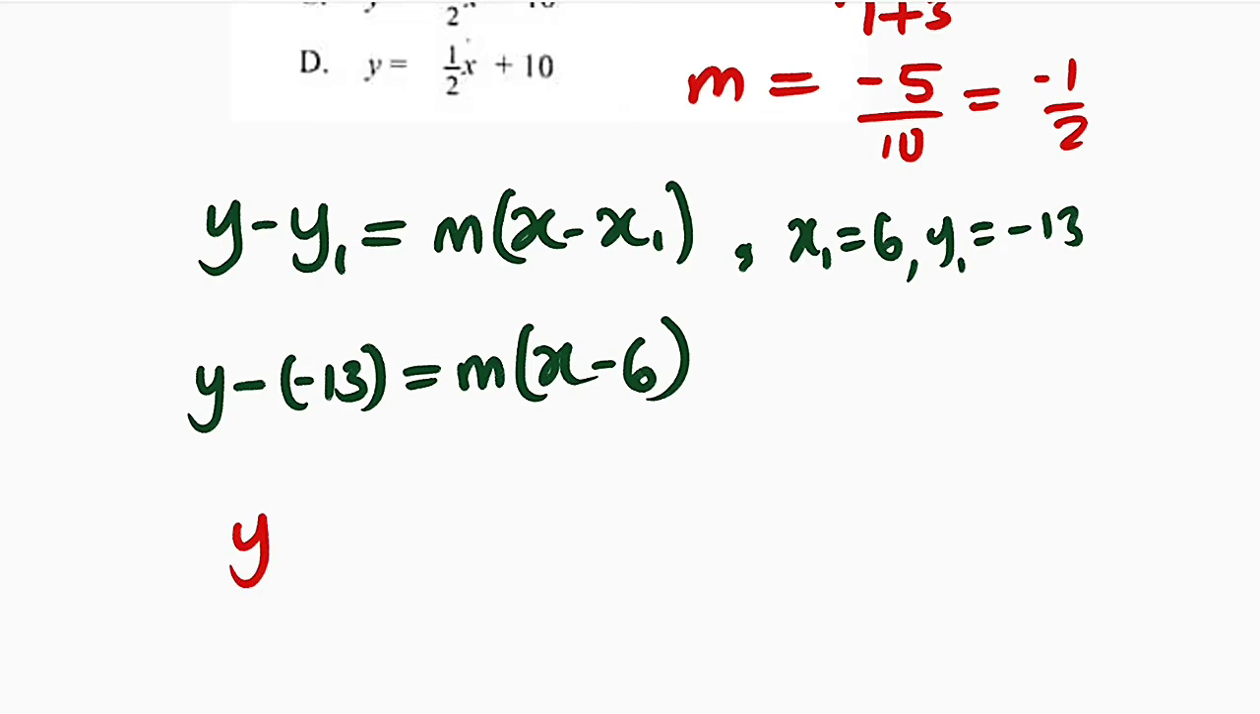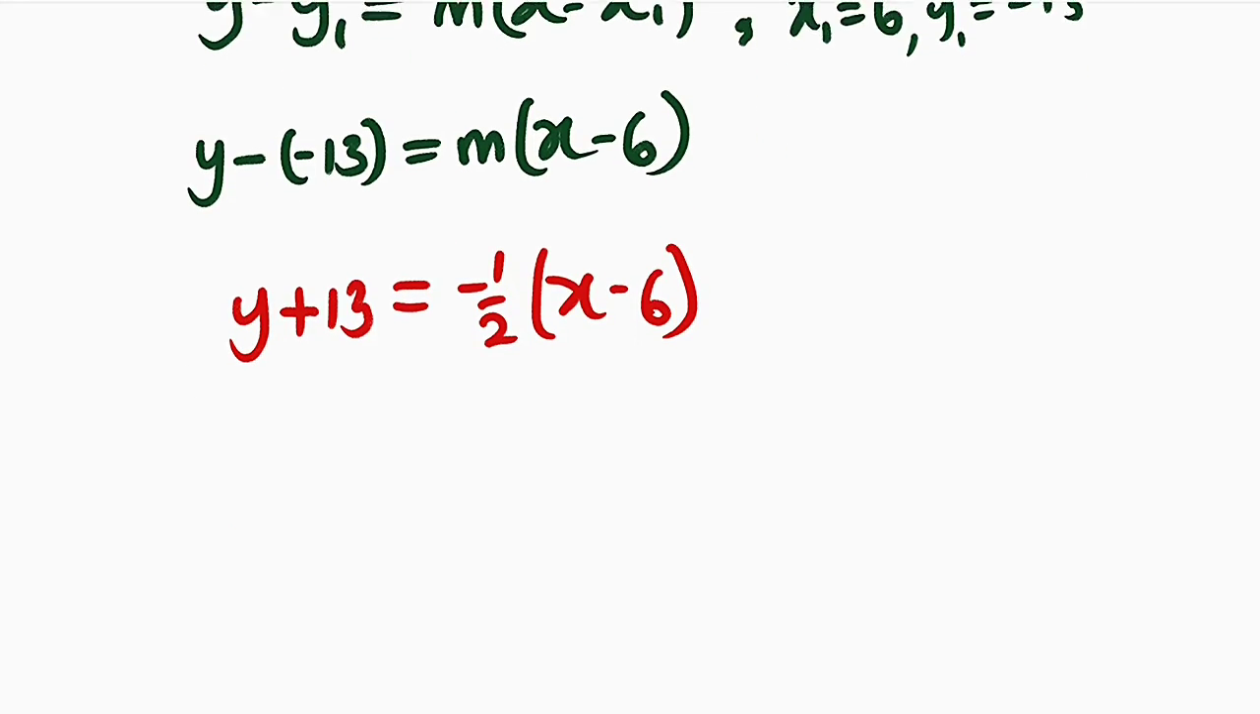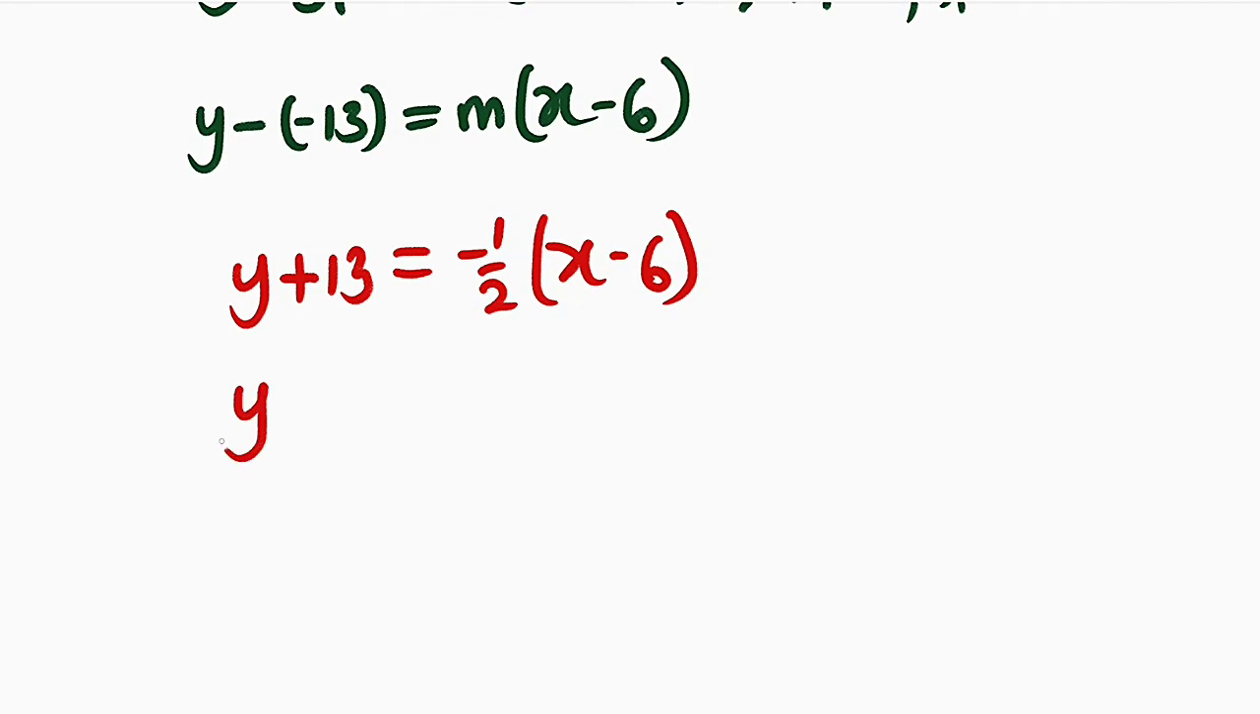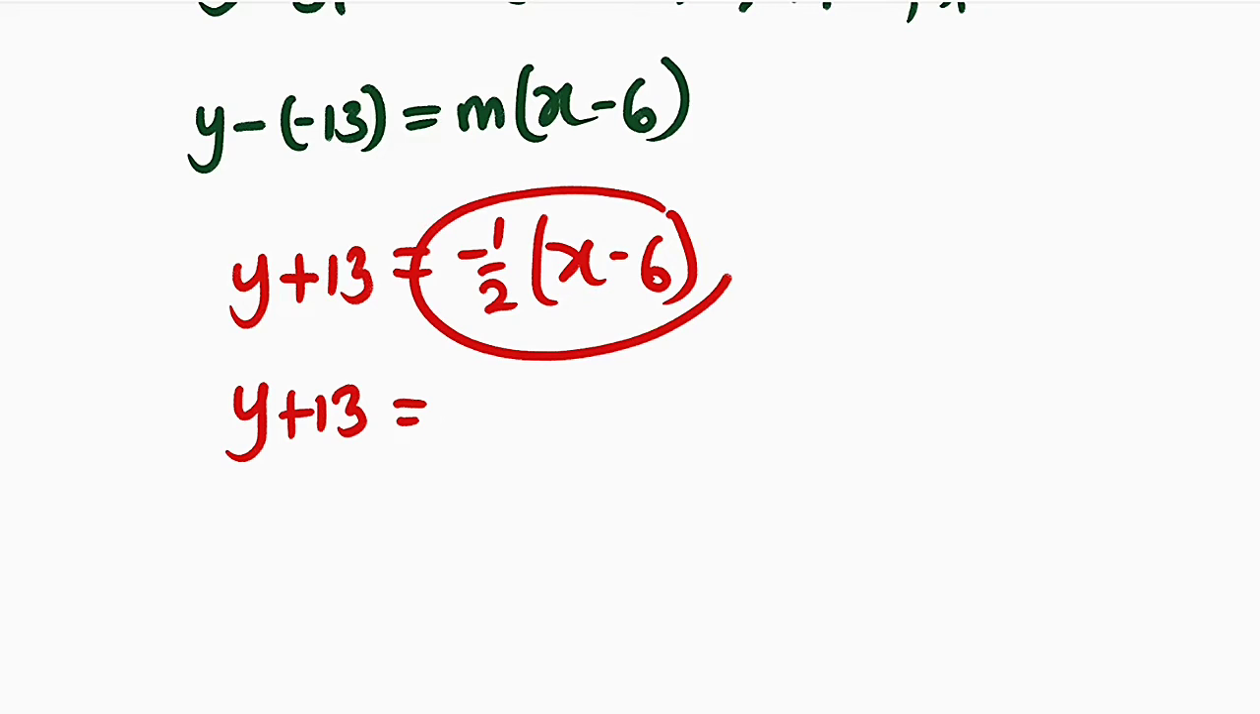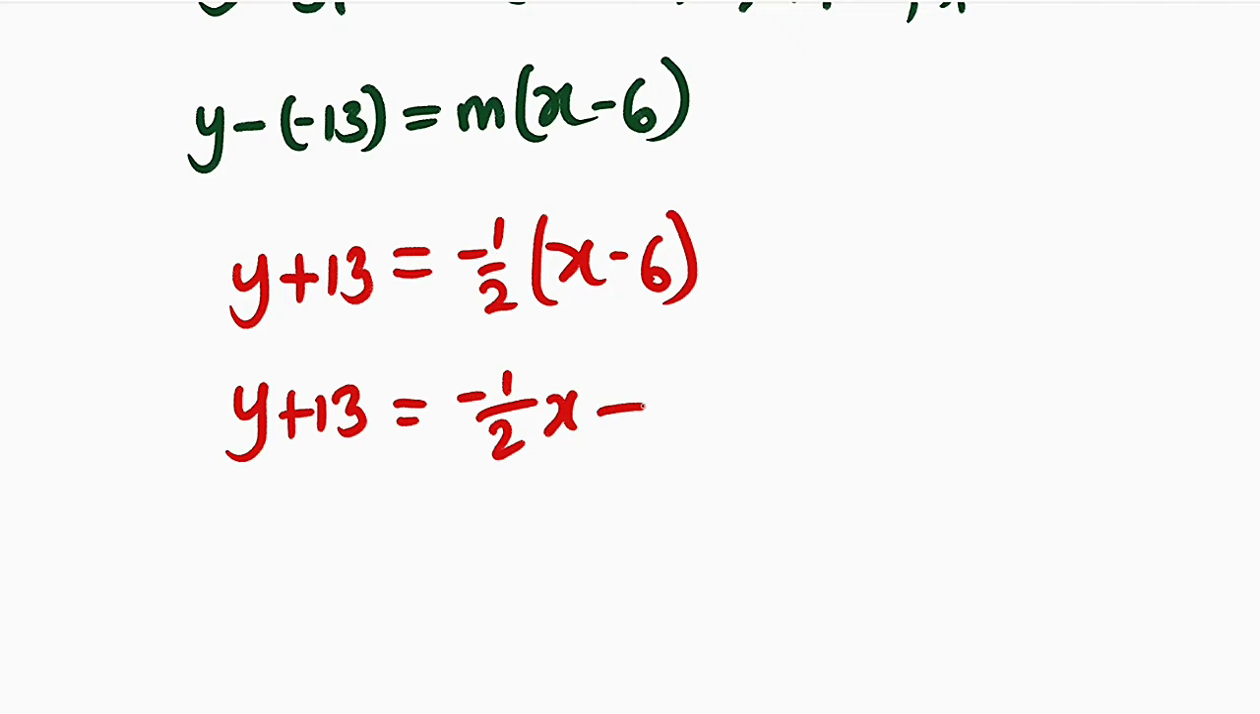All we have to do is to bring it back here. So we have y plus 13, because minus is plus, equal to -1 divided by 2 multiplied by (x minus 6). Simplify and get the equation. So this is y plus 13 equal to, let us expand this, -1 over 2 times x is -1 over 2x. Negative is positive. Half of 6 is 3.